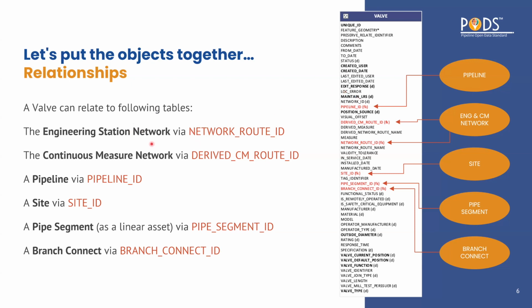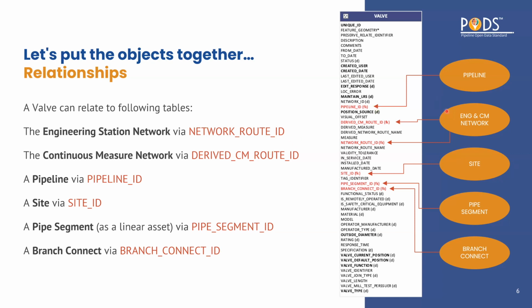So the engineering station network and the continuous measure network are basically what gives our pipeline stationing and gives it measure, how we find things on our pipeline system. It's like the basics of pipeline 101. It's how you find something on the pipeline. You need to know its measure, or you need to know its station. Station comes from engineering station network, and measure comes from continuous measure network. Some operators only use continuous measure, but in PODS, we let you do both.